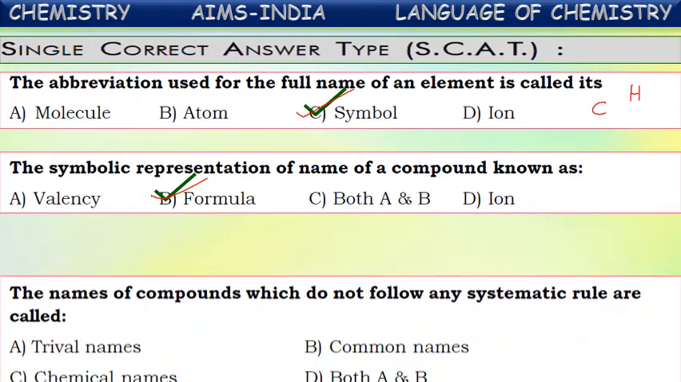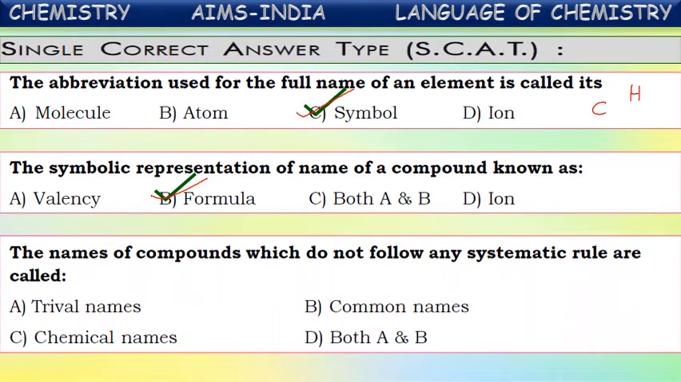See the next one. The names of compounds which do not follow any systematic rule are called... In yesterday's class we discussed that. So the names of compounds which do not follow any systematic rule are called trivial names and common names. So both A and B will come as the answer. Okay, now come to the next question.